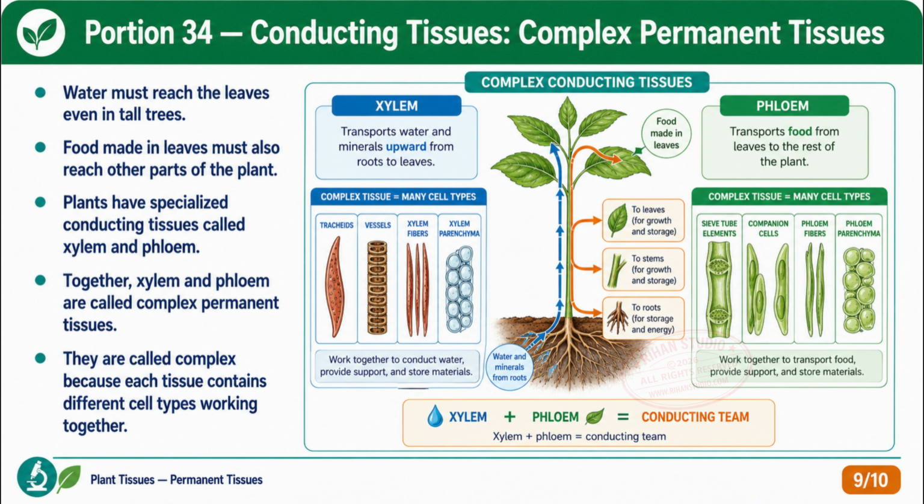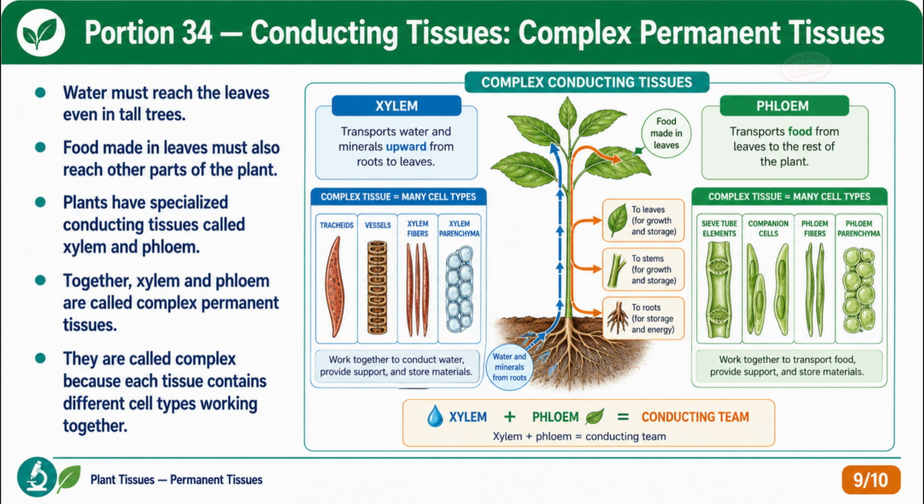Three, conducting tissues. Complex, permanent tissues. How does water reach the leaves of tall trees? How does food from leaves reach other parts? Plants have specialized conducting tissues, xylem and phloem, together called complex, permanent tissues because they are made of different cell types working together.